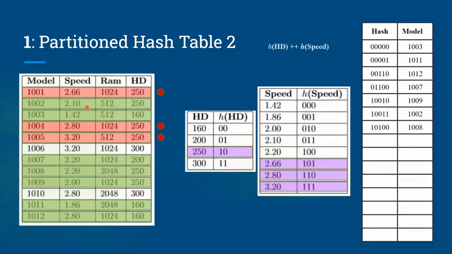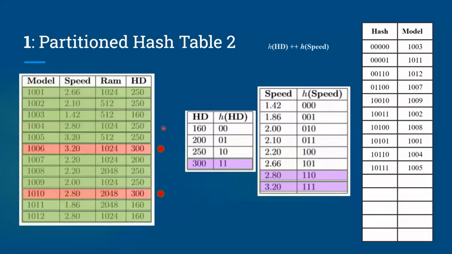So 2.66, 2.8, 3.2. So 2.66 is the first one. So 250 equal to 10, 2.66, hash of that would be equal to 101. Okay, so that would be 10101. Then the one afterwards, 10110, and then the one afterwards, 10111, which corresponds then to what? To 105 right there.